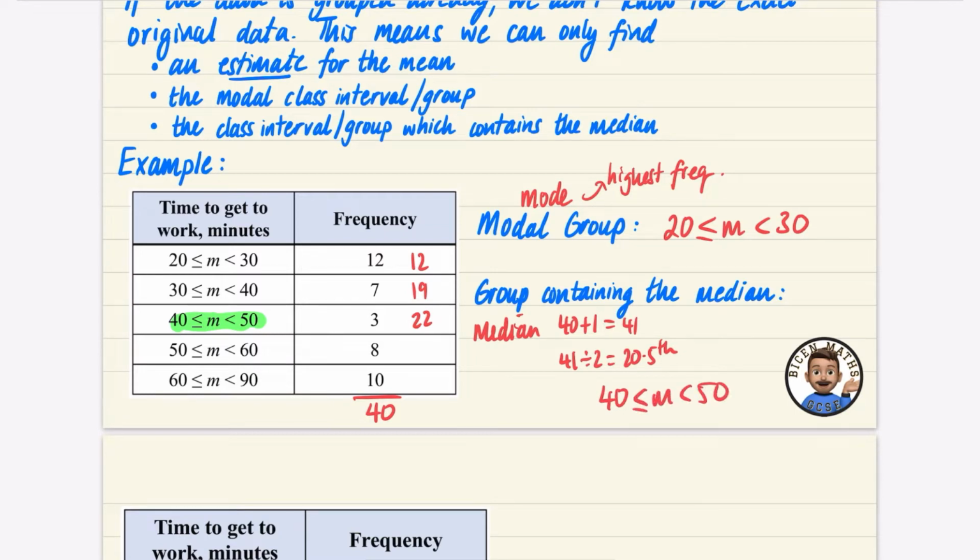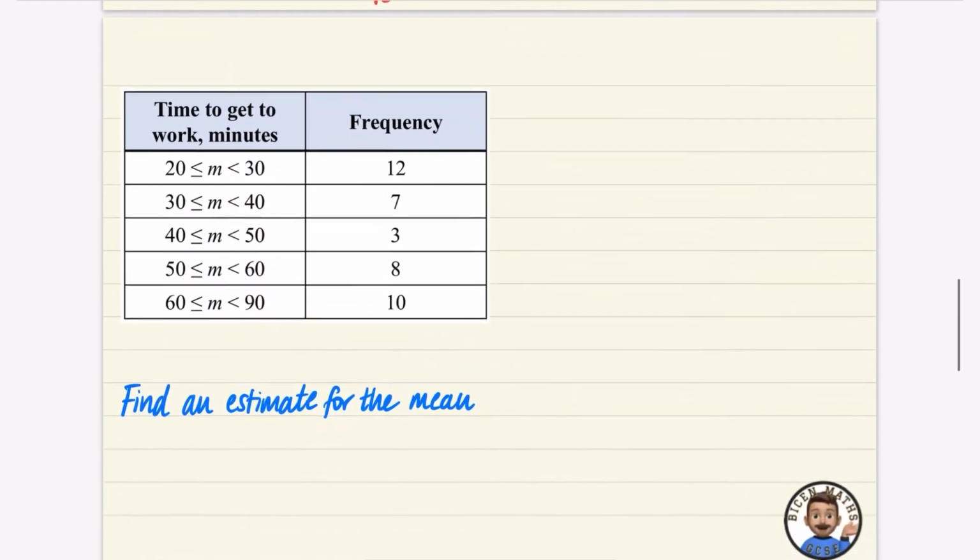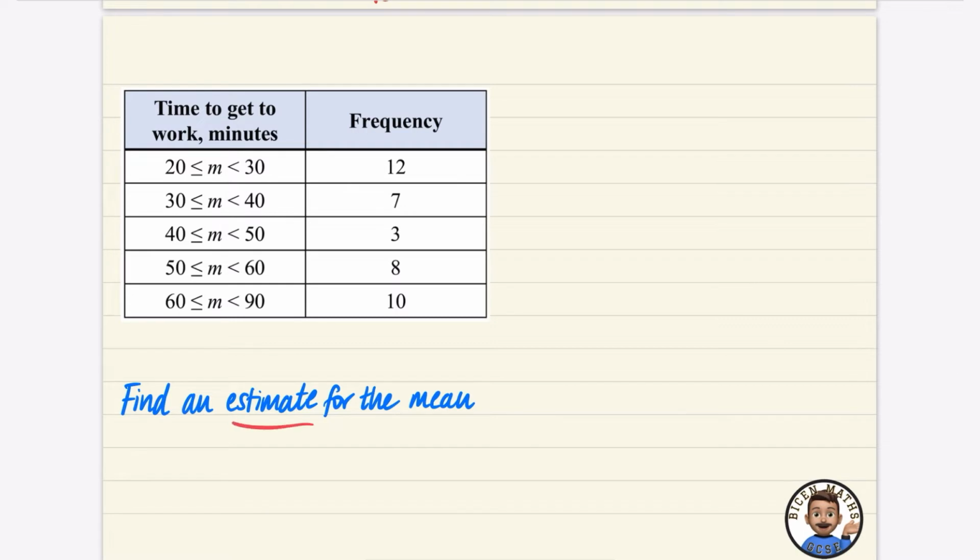Okay? Now we're going to try and work out what the mean is. Well, the reason it is going to be an estimate for the mean is because we don't actually know anything about these 12 people. We know that they were between 20 and 30 minutes to get to work, but we don't know if they were 21, 28, 25, or 20 minutes, so we have to estimate this.